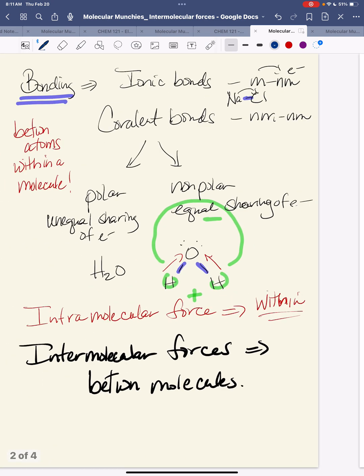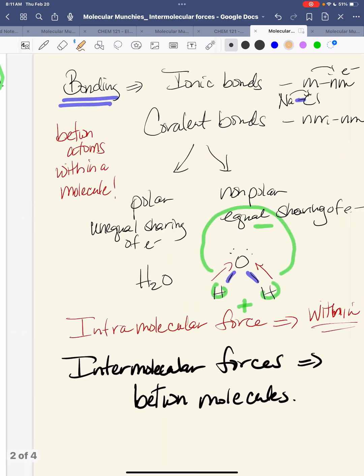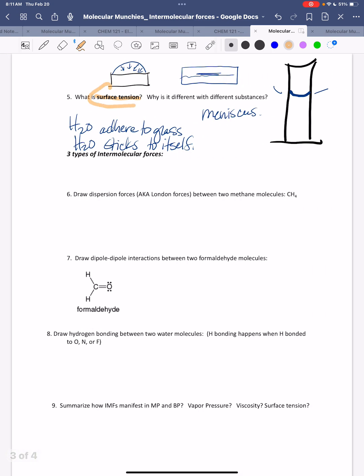Okay, so we have three sort of properties of matter. We have the boiling point or the melting point, we have the vapor pressure, and we have this concept of surface tension, okay? And we can explain all of these properties by the intermolecular forces that exist between the particles. And so in the next video, we'll talk about that.